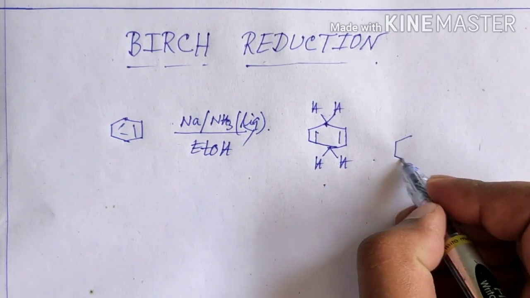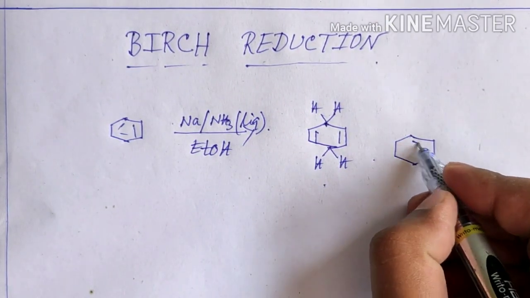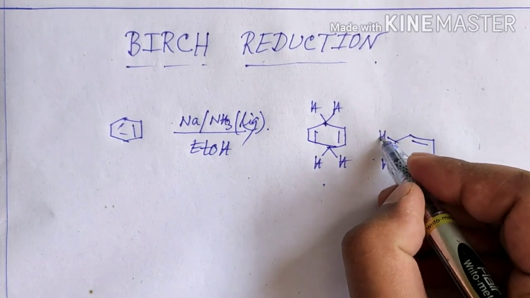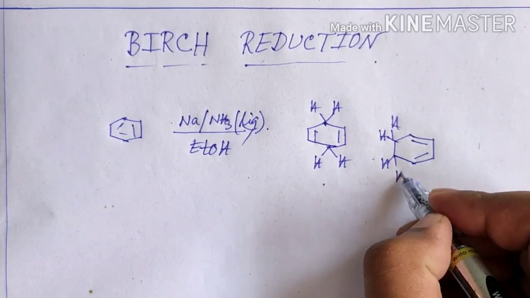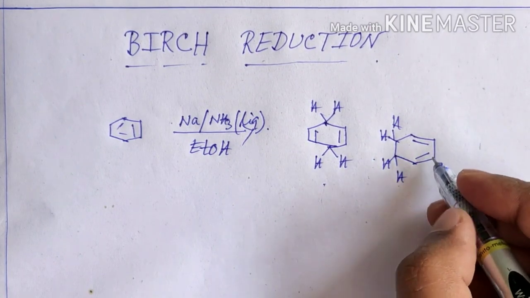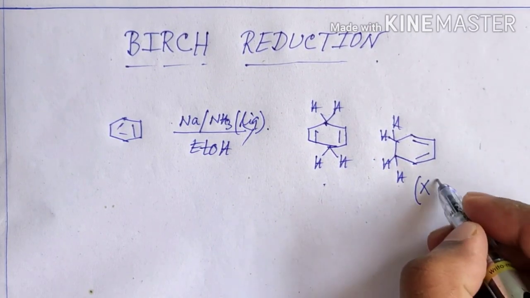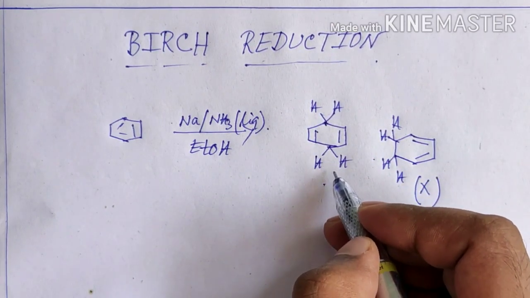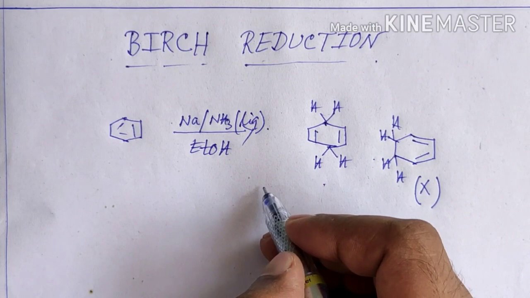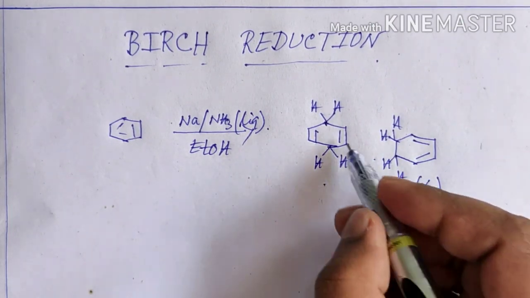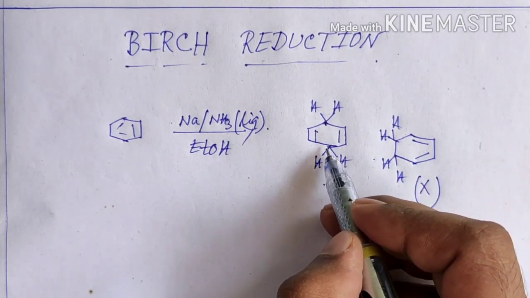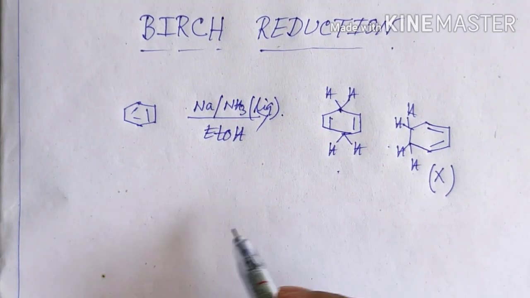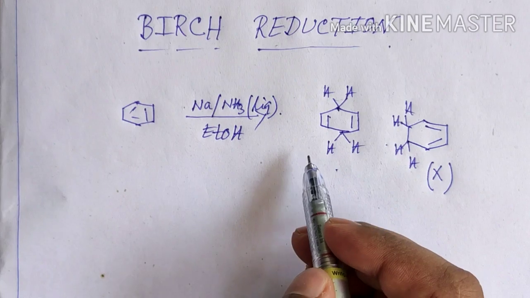There is another possibility of formation of a conjugated diene, where proton abstraction occurs here. It would be conjugated and more stable, but it is not formed in Birch reduction. Selectively the non-conjugated 1,4-diene is formed in this reaction. We will discuss the selectivity of formation of 1,4-diene instead of conjugated 1,3-diene. Now the question is how this reaction happens.